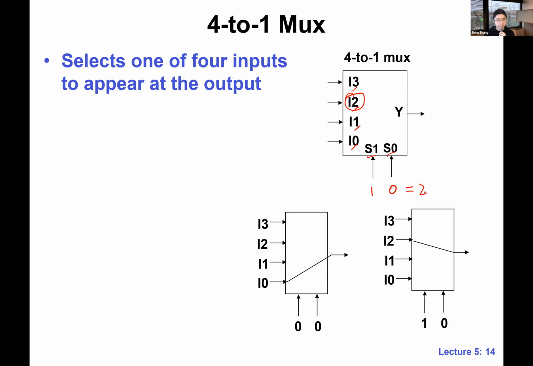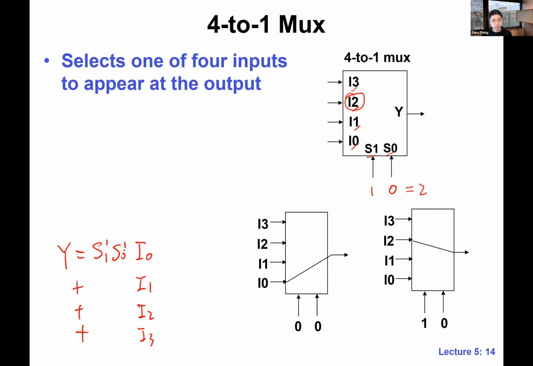What is the Boolean expression? Can you try to generalize from the previous one? So what is Y? We are selecting from I0, I1, I2, I3, so we add them up. But where do S1 and S0 come in? For the first term over here, what is the combination? How do we select I0? Like this, make sense?